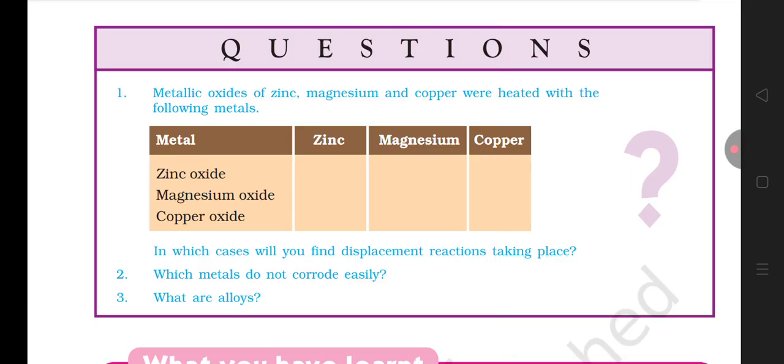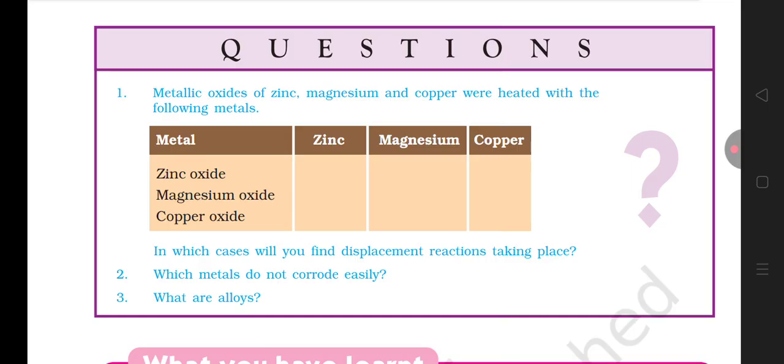Magnesium oxide again, children, with zinc, certainly it will not have any displacement reaction because magnesium has more reactivity than zinc. With magnesium, no. Copper, no, because copper is also less reactive than magnesium. Copper oxide, if I talk about it, with zinc, yes, definitely there would be a reaction, because zinc has more reactivity than copper. Magnesium, yes, there would be a reaction, and copper, no, because copper is the same, isn't it?